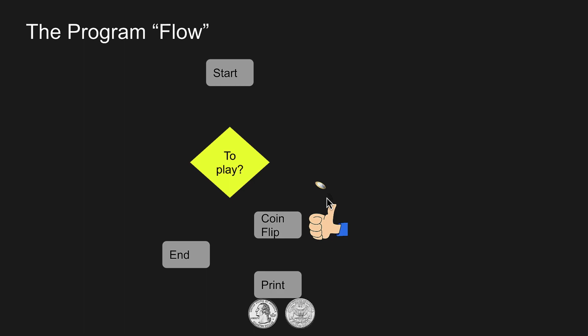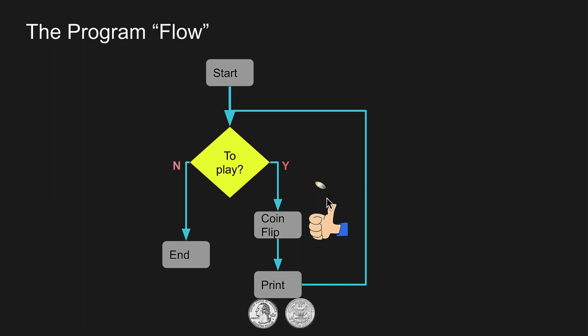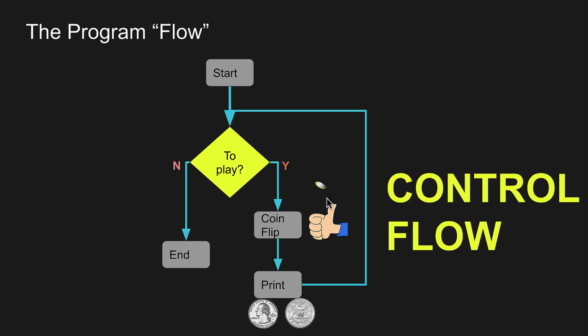Next, I want to show you the program flow. On the top, we have a start state. And then from start, we're going to be prompted whether you want to play. If it's a yes, then we go to the coin flip state, flip the coin, and depending on the coin flip result, we print whether it's a head or a tail. And then go back to the top of the loop and continue until the user answers no. This is called a control flow.